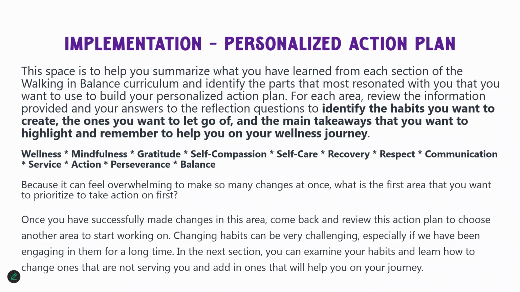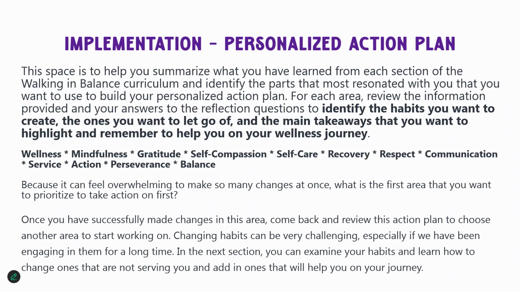Because it can feel overwhelming to make so many changes at once, you also want to ask yourself, what is the first area that you want to prioritize to take action on first? So if you're looking at the actual workbook, after all of those little sections for each principle that you can summarize what you want to take away from it, there's that question that asks you, what do you want to prioritize first? Because as we talked about several times throughout this curriculum, you don't want to try to implement too many things at once because it's hard to make lifestyle changes in this world. Not impossible, definitely hard though. And if you do too many things at once and it's not sustainable, you can overwhelm yourself and then you just give up on the whole thing.